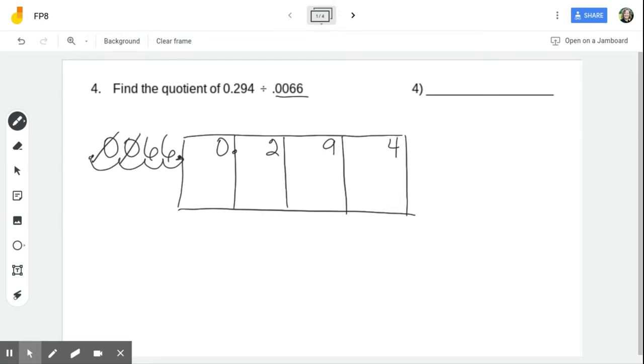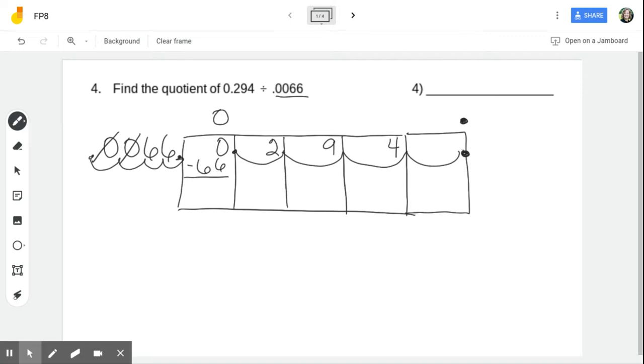But I got to multiply it by the same powers of 10, which is 4 powers of 10, which is 10 to the 4th power. 1, 2, 3, 4. So I actually need here another box. My decimal is going to go here and we're going to pop it up. Okay. Now, 66 does not go into 0. 0 times 66 is 66. And 0 minus 66, that's negative 66.